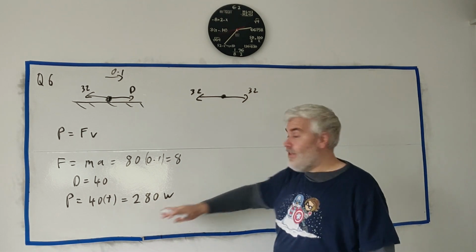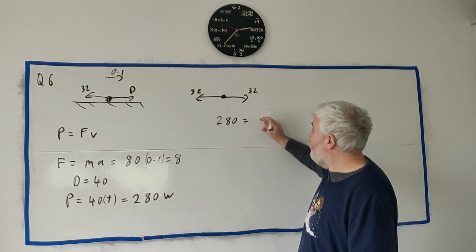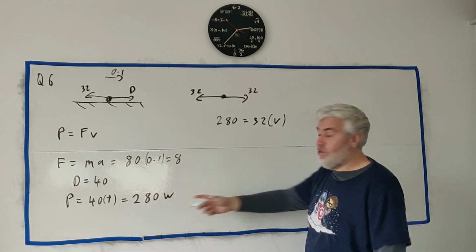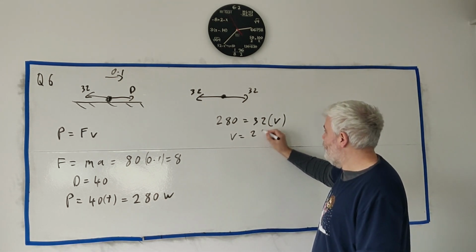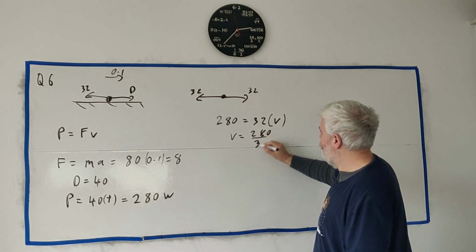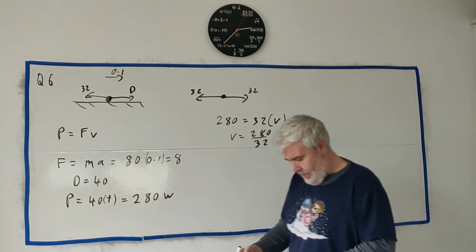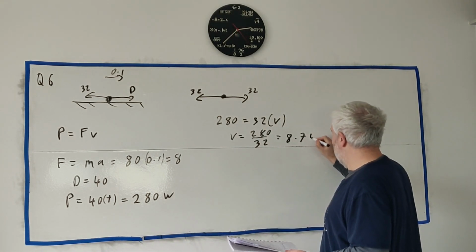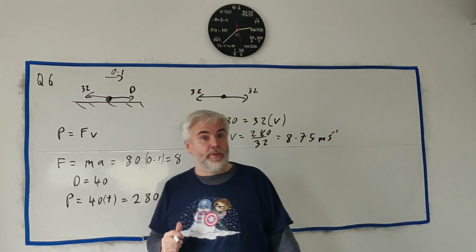And we know the power, they said that's the same. So 280, this is power, is equal to force. We know it must be 32. The only thing we don't know is the velocity, and that's what they're asking us there. So velocity is 280 divided by 32, which is 8.75 meters per second. So that's the answer to part B.